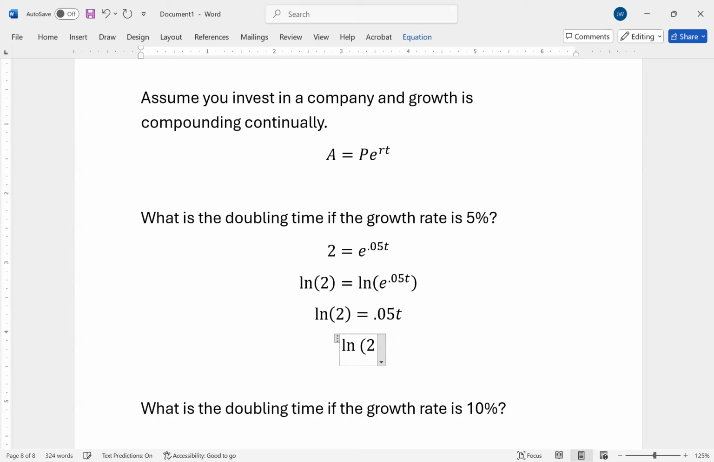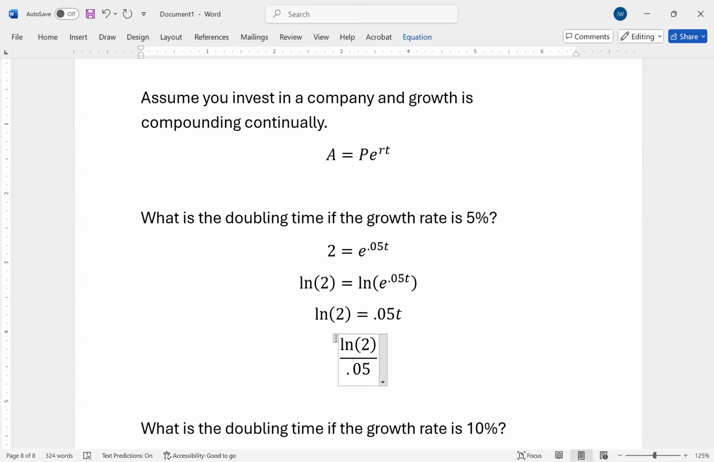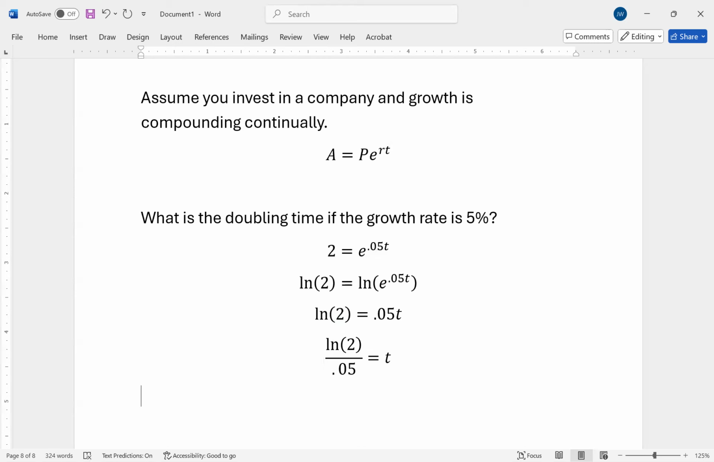So we get the natural log of 2, and then we divide that by 0.05. Make sure you calculate the natural log of 2 before you divide by 0.05. That gives the value of t. So that as an approximate value gives me 13.86 years.